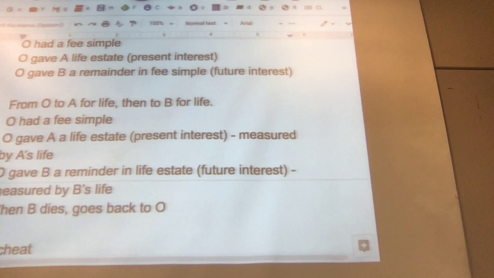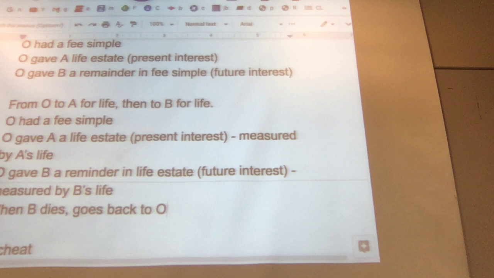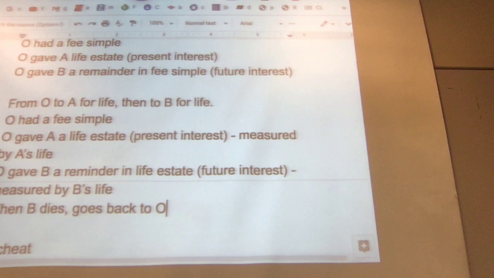Marissa? As soon as O gave... Yes. So there are multiple people with future interests, right? B has a remainder, and O also has a future interest on top of it.